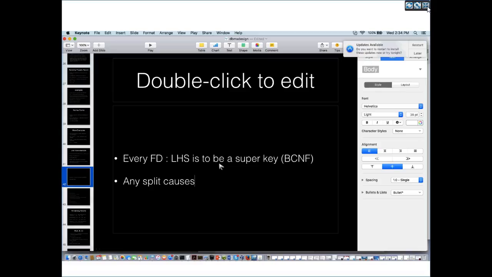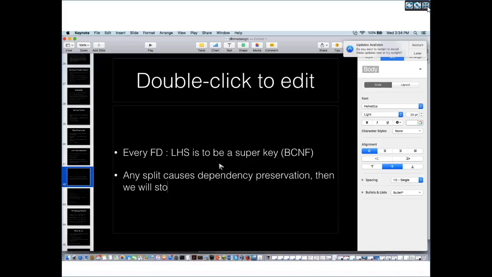This is our goal. But then, any split causes a problem, causes dependency preservation issues, so we will stop at 3NF. In 3NF, where the right side is the super key or the left side is part of a key, we are not going to touch it.